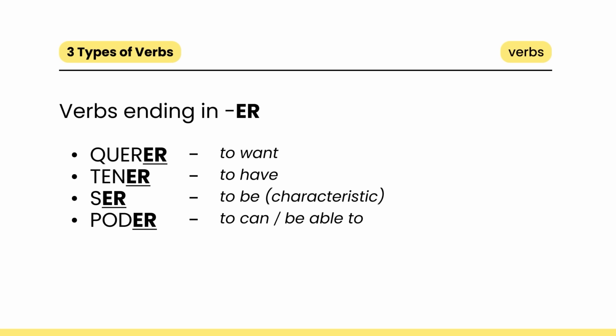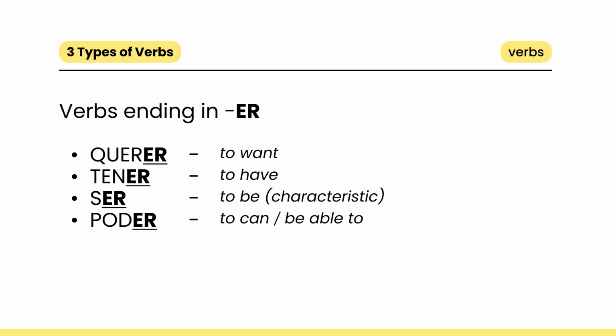And so let's first have a look at the first category of verbs, which are verbs that end in er. And we already learned a few of these. So for example, querer, which means to want, ends with er. Tener, to have, also ends with er. Ser, which we also learned, which was to be, if we're talking about a characteristic. As you see, it also ends with er. And then poder, to be able to or to can, also ends with er. So this is the first category of verbs that we have out of the 3. So verbs that end in er.